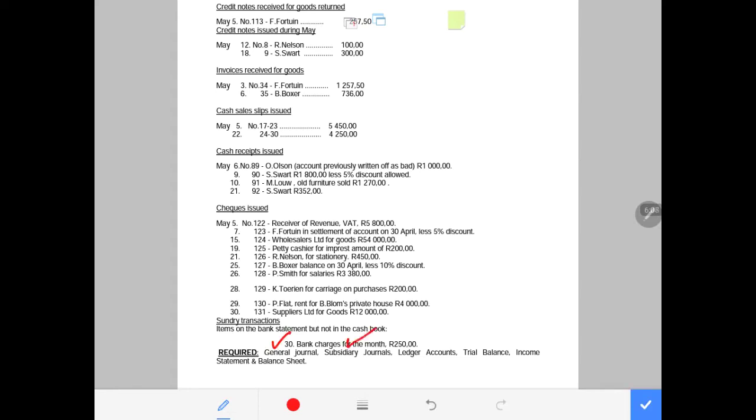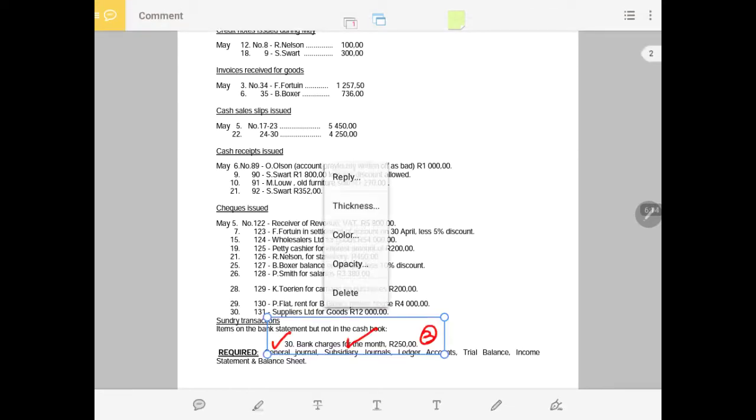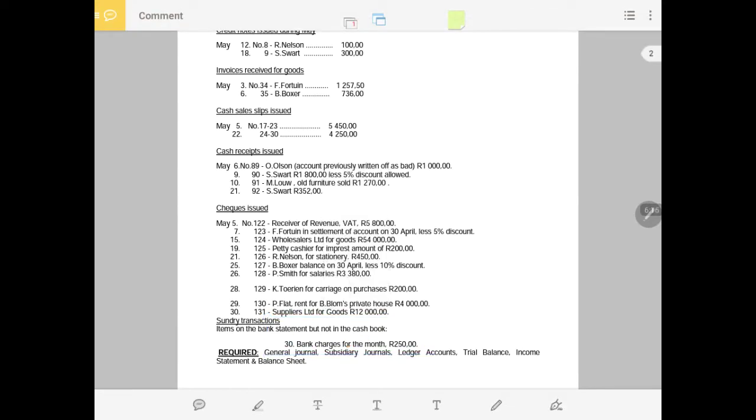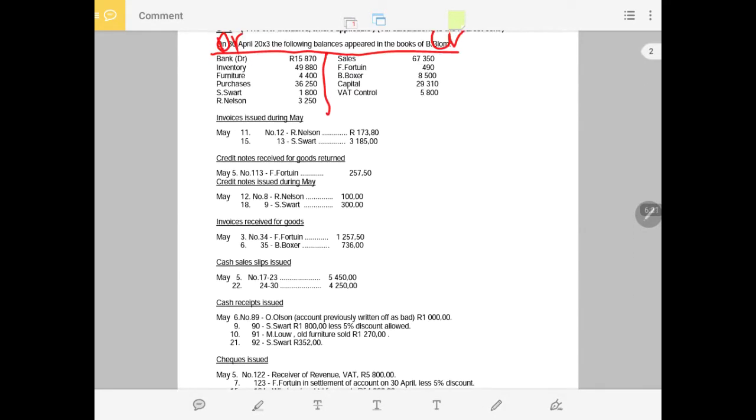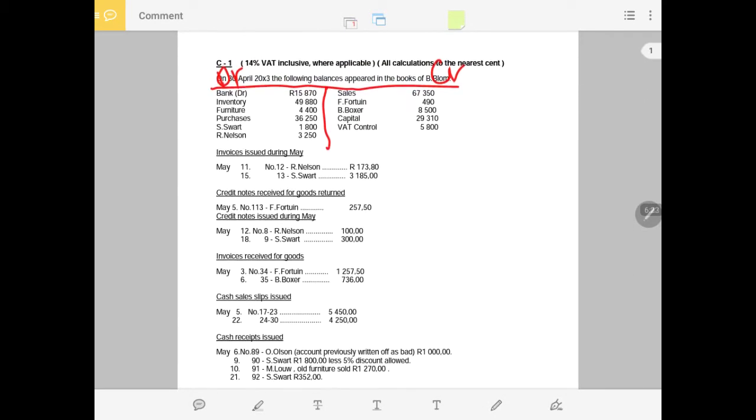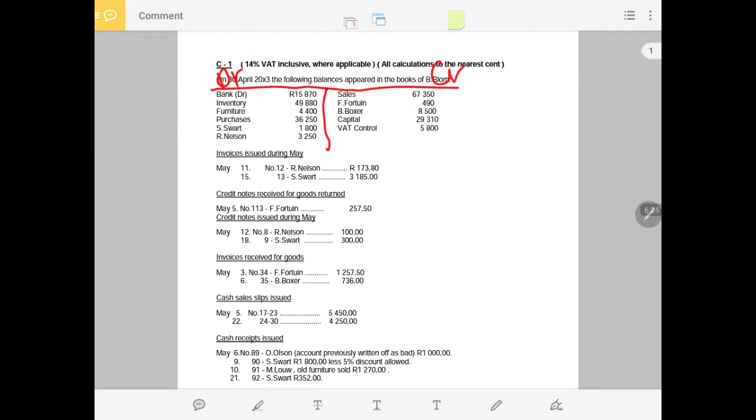Then focus number 2, it is the subsidiary journals. Then ledger accounts will be at a later stage, or a video that will continue from the same information that I have in this question. Now I already have explained everything to you. How are we going to be responding to this question?